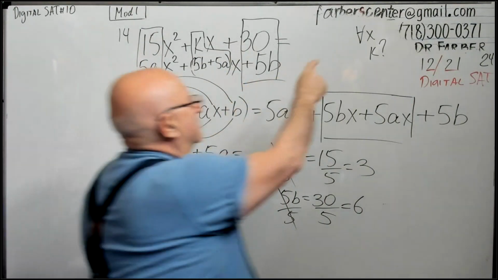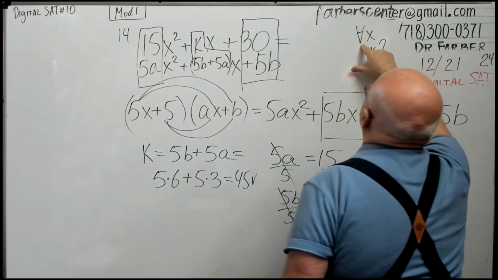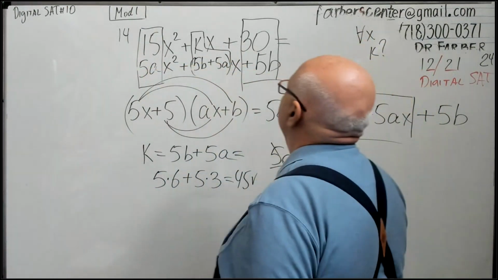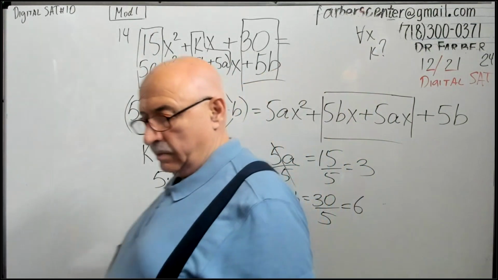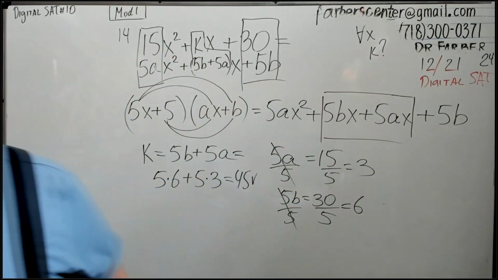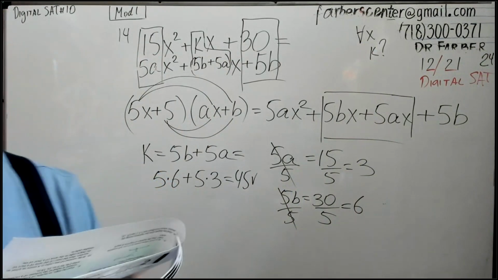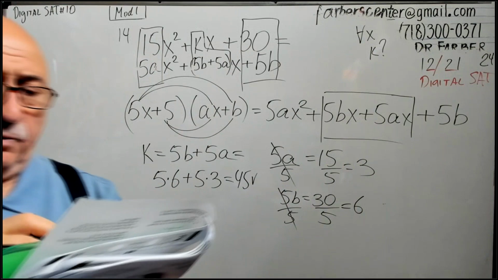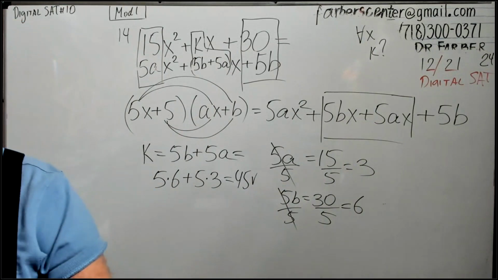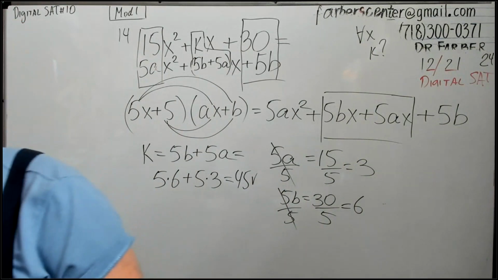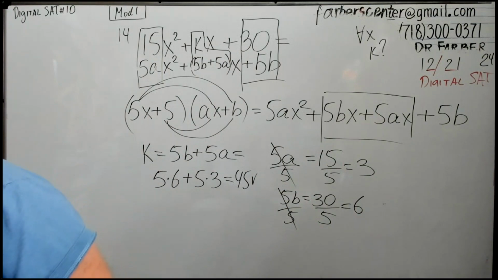Use this property. If it works for any x, choose a convenient value for x, right? This helps you save a lot of time. It was what is it? 14, right? 14.